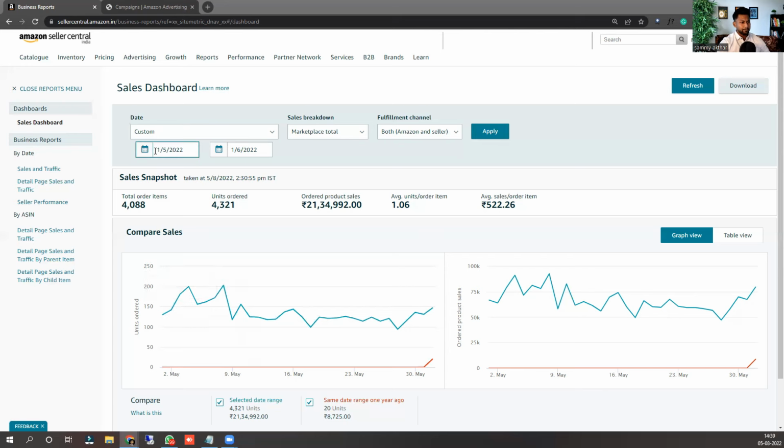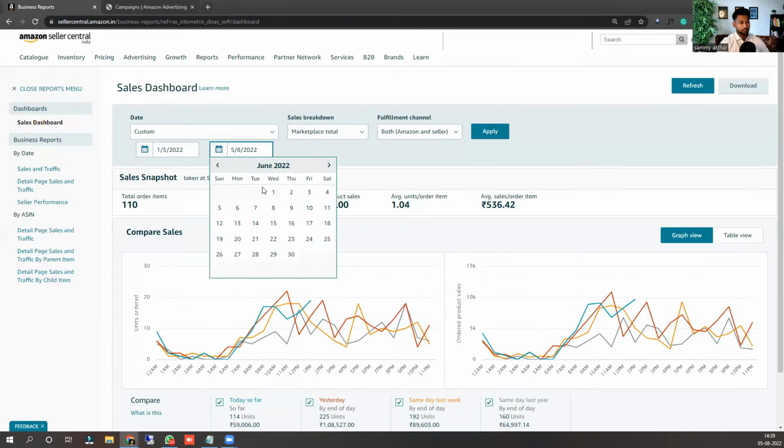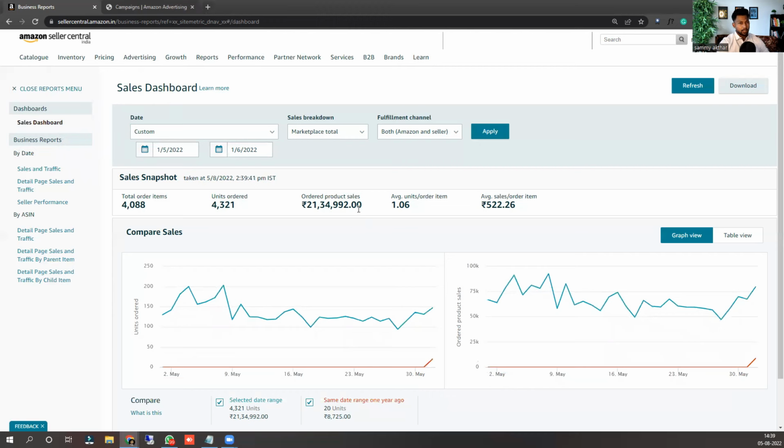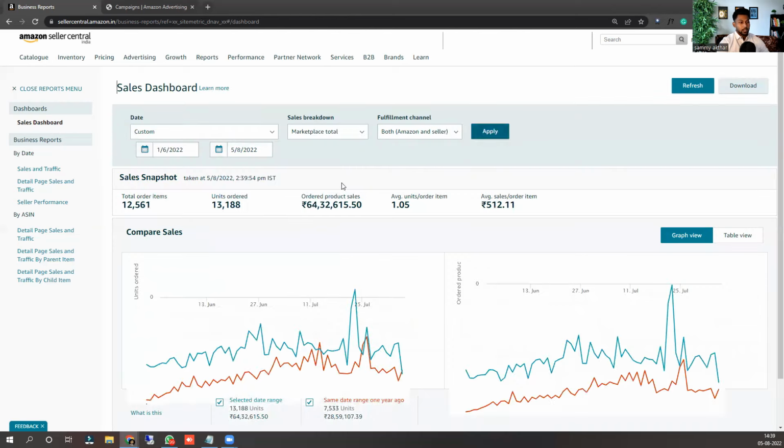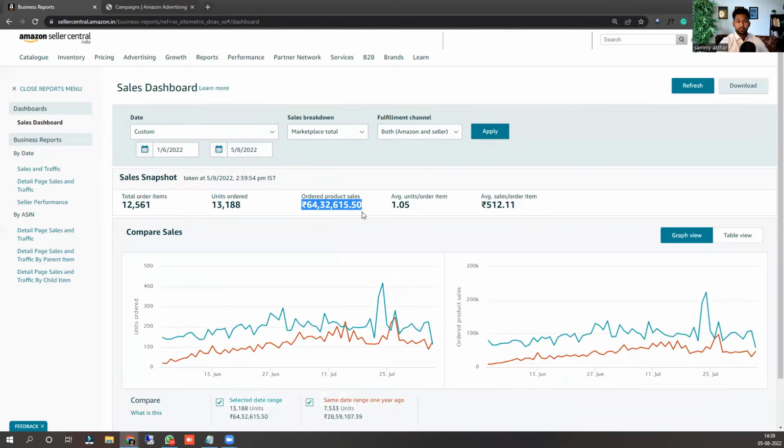So here on the screen, you can see the client joined with us in June. Let me show you the sales of that account before they joined with us. Here you can see their sales before joining: 21 lakhs. Now, let me show you their sales after they onboarded with us. You can see 64 lakhs 32,615 rupees. Now I will give you the breakdown of how we achieved a TACOS of around 1.2%. You can see the growth of this account.